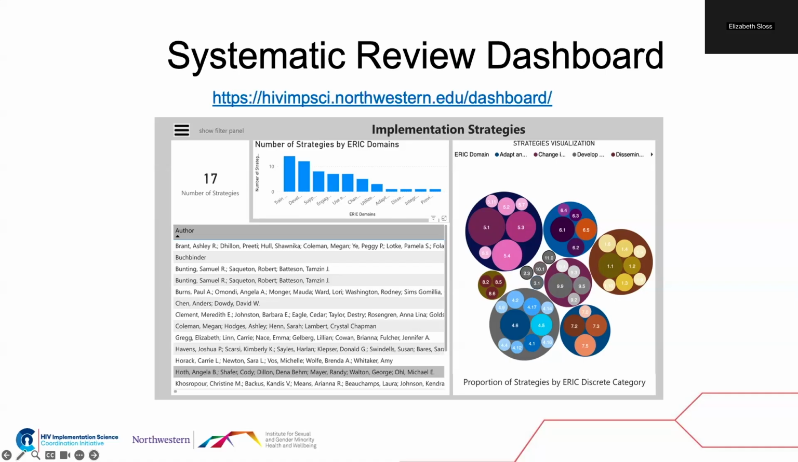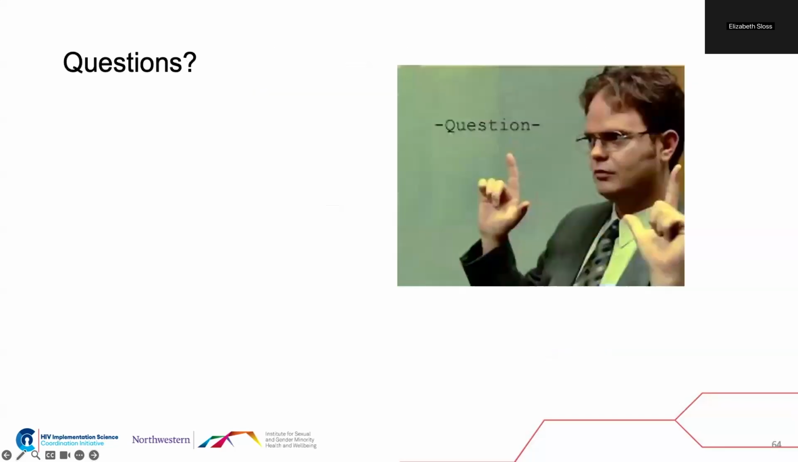We've actually written multiple other scoping reviews focused on adolescents, people who inject drugs, people who use drugs, and trans individuals. So this is a cool tool that other researchers and providers can use to see what strategies actually work in the literature. It's not up right now, but we are working on revamping it and getting it back up. And that's available on the ISKI website, hivmsci.northwestern.edu. Okay, that's it for the systematic review.